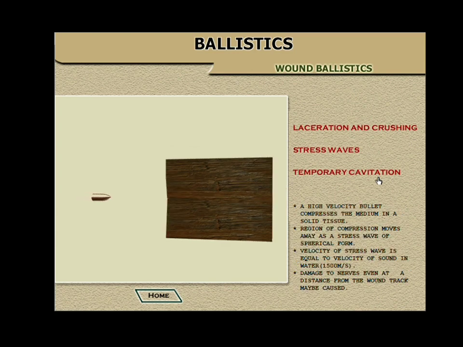Stress waves. When a high velocity, that is, a supersonic bullet, forces a wound track through solid tissue, it compresses the medium in front of it, and this region of compression moves away as a stress wave of spherical form. The velocity of the stress wave is approximately equal to the velocity of sound in water, that is 1500 meters per second. Although the inertia of tissue does not allow the stress wave to bring about any transfer of tissue, damage to the nerves may be caused at a considerable distance from the permanent wound track.